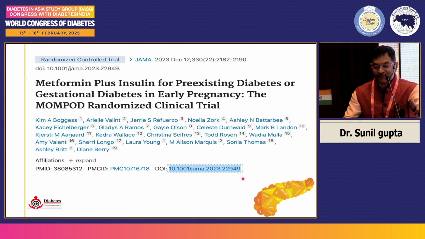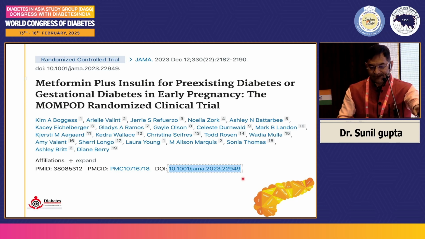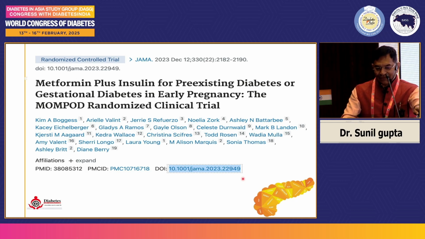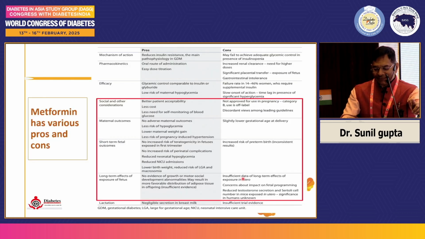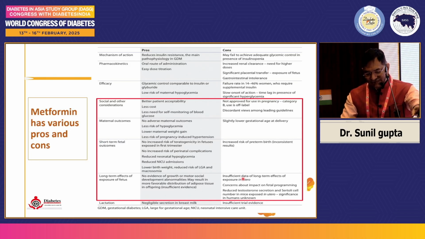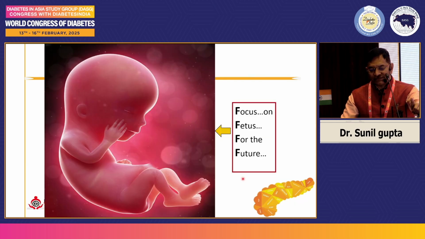Metformin plus insulin for pre-existing diabetes or GDM in early pregnancy, and this is the MOMPOD RCT trial where they used metformin along with insulin and found it to be safe as far as the use of metformin is concerned. And that's why, after these few trials, European governments have approved metformin's use from preconception till delivery. Of course, we still have a few pros and a few cons of using this drug. Metformin still carries a little risk of low birth weight and catch-up growth after birth.